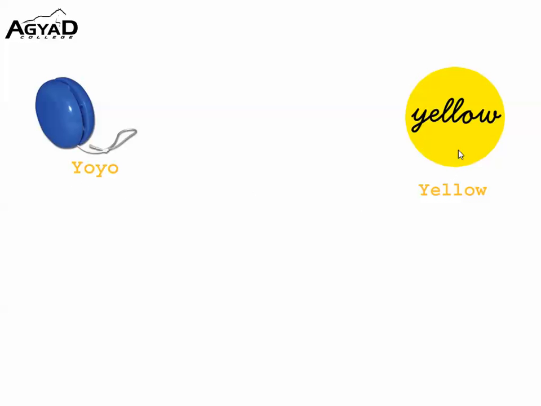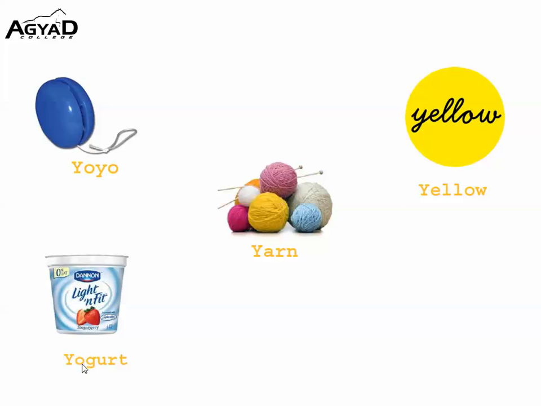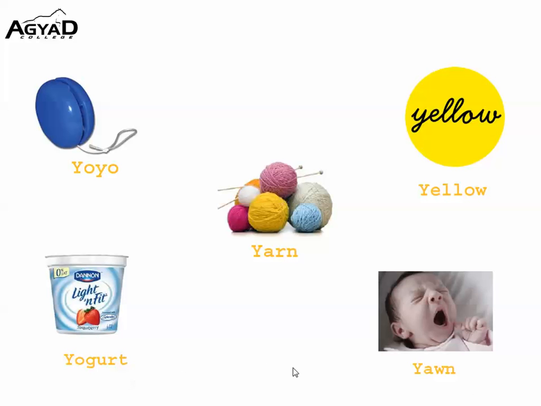Okay, now let's review together what words start with the sound y. First we have the yo-yo. We also have this color yellow. Yarn, yogurt. And the last word we have is yawn. This baby here, it is yawning. Okay, so let's say the words together again. Yo-yo, yellow, yarn, yogurt, and yawn.